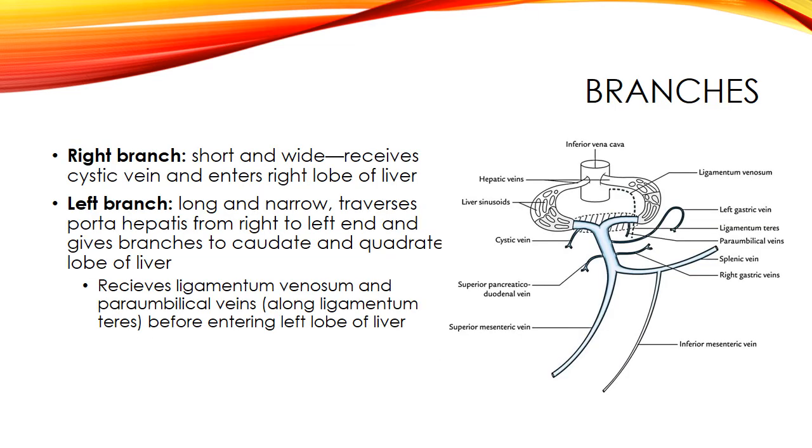The portal vein divides, as we said, into right and left branches. The right branch is short and wide. This is the right branch, and just below, the right branch enters into the right lobe of the liver. It receives the cystic vein as well from the gallbladder.